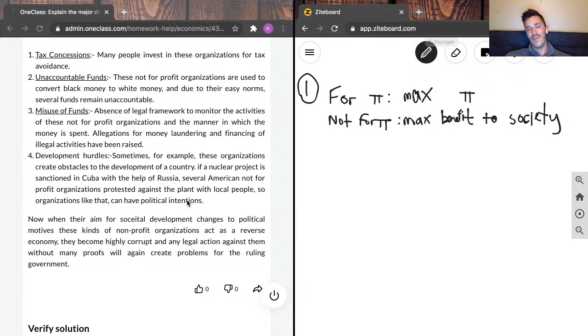Fourth, development hurdles. Sometimes, for example, these organizations create obstacles to the development of a country. If a nuclear project is sanctioned in Cuba with the help of Russia, several American not-for-profit organizations protest against the plant with local people. So organizations like that can have political intentions. Now, when their aim for societal development changes to political motives, these kinds of nonprofit organizations act as a reverse economy. They become highly corrupt, and any legal action against them without many proofs will again create problems for the ruling government.